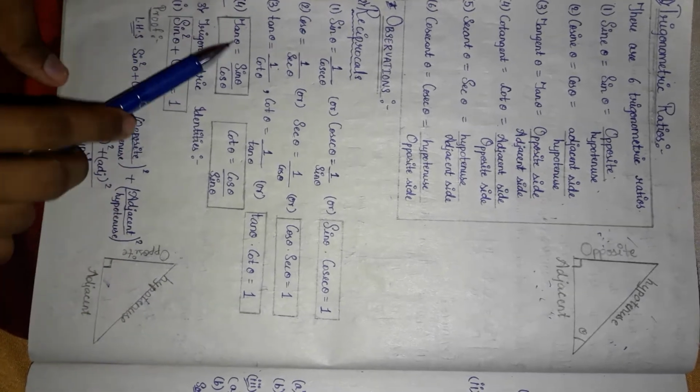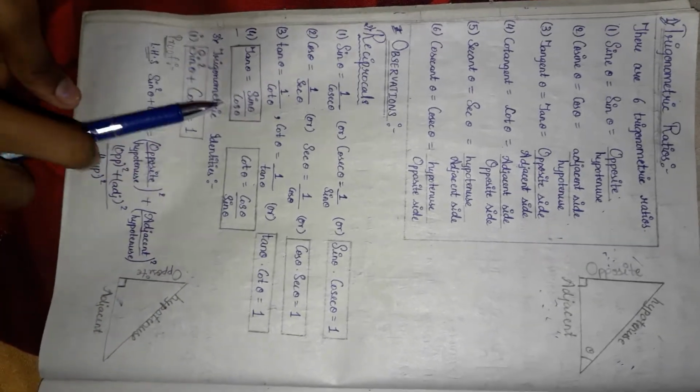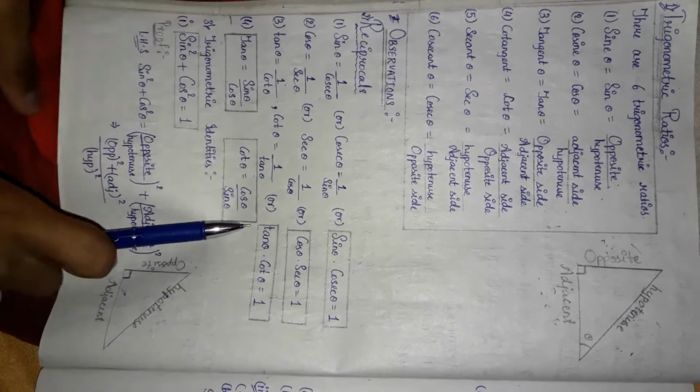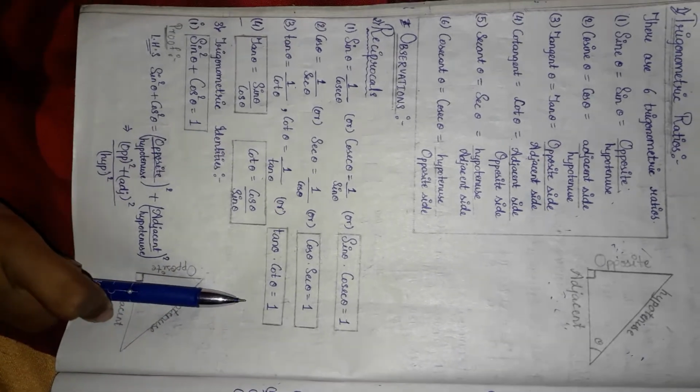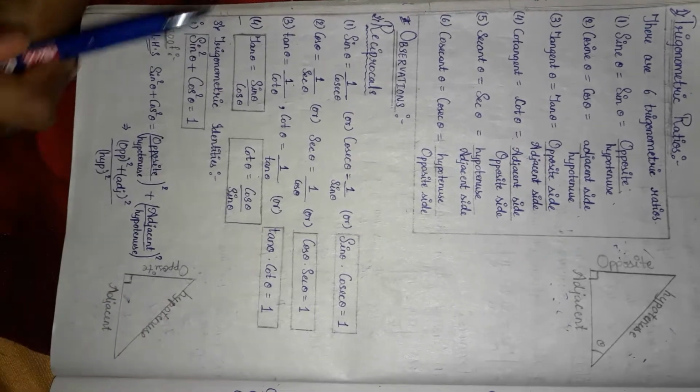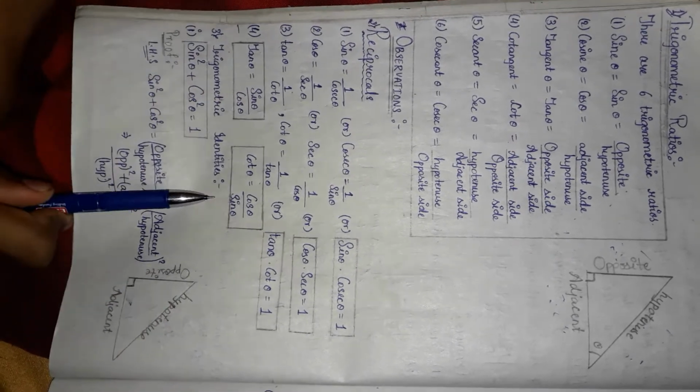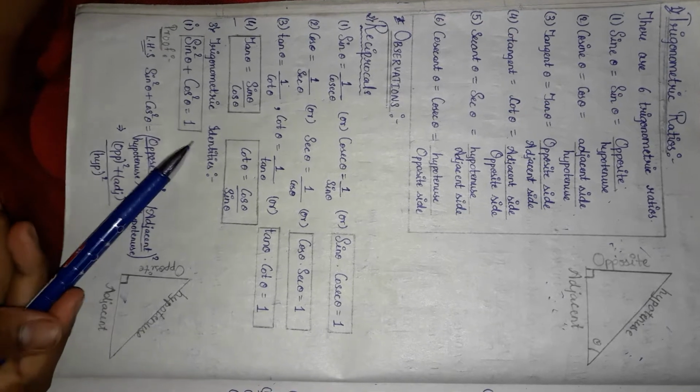Tan theta is sin theta by cos theta, and cot theta we can write as cos theta by sin theta. These all formulas we use in sums. So remember all these formulas. Next, trigonometric identities. Sin square theta plus cos square theta is equal to 1.